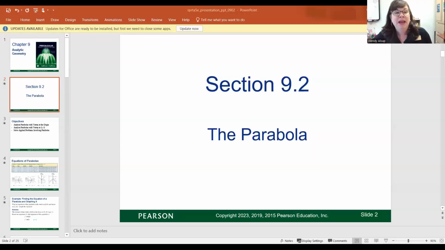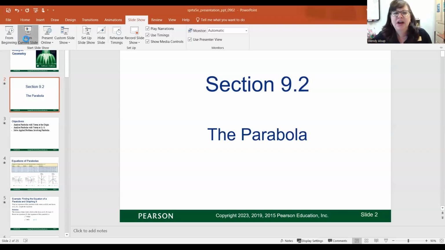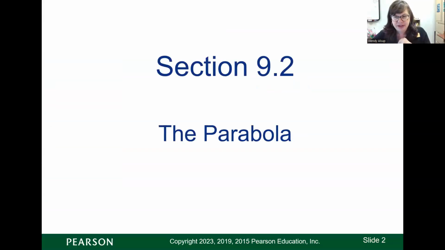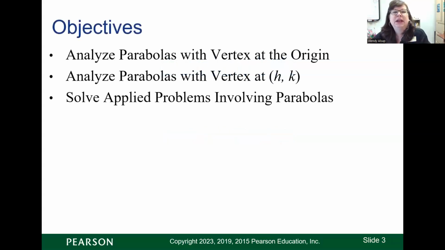Remember that the parabola is a conic section, and it is formed by the intersection of a plane with a conic section, where the plane cuts through it at an angle that intersects the bottom. We're going to analyze parabolas that are at the origin, parabolas that are not at the origin, and solve some real life applications of them that are kind of interesting.